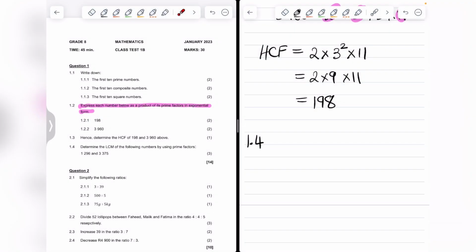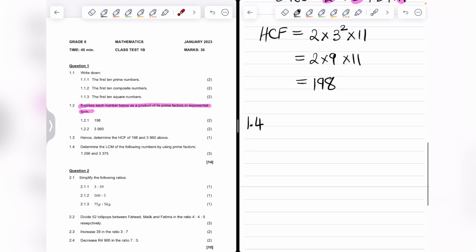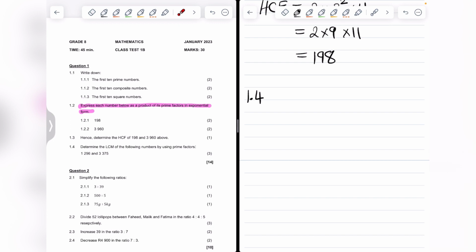1.4 says determine the LCM of the following numbers by using prime factors. Now again, this question is posed somewhat differently to others that you've seen, but it means the same thing. They want you to determine the LCM of those two numbers by using prime factors. In other words, you must use the ladder method, because how do you obtain prime factors for such large numbers?